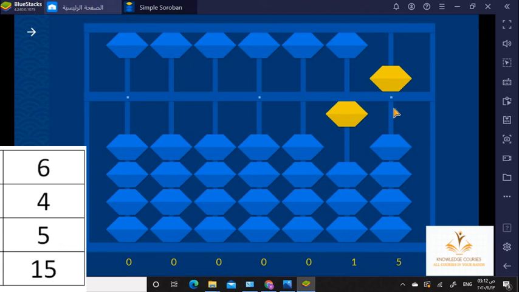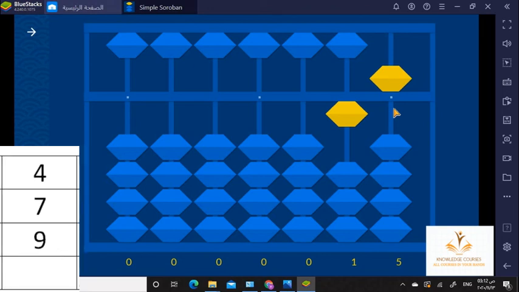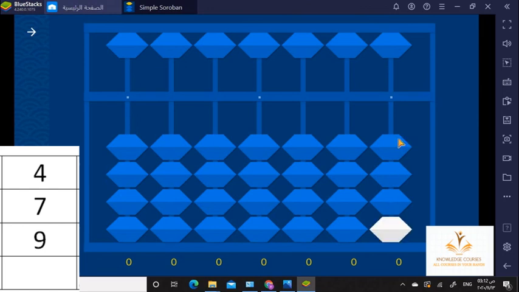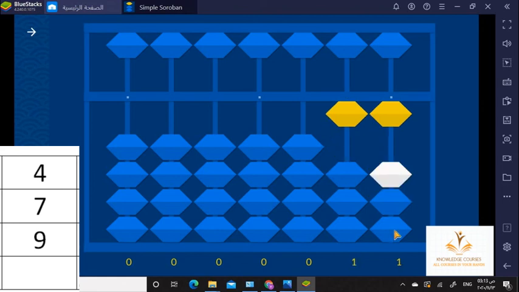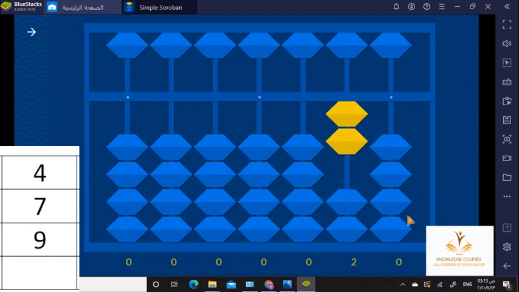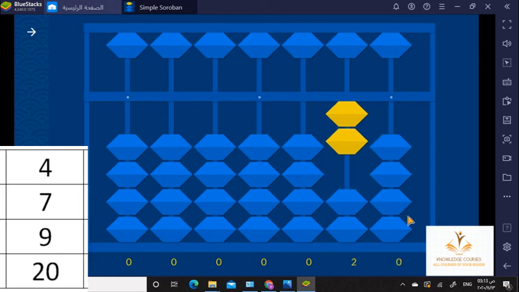Another example, 4 plus 7 plus 9. 4 plus 7, I can't represent 7 in the unit. The big helper of 7 is 3, activate 10 and minus 3. Plus 9, the big helper of 9 is 1, activate 10 minus 1. The solution is equal to 20.